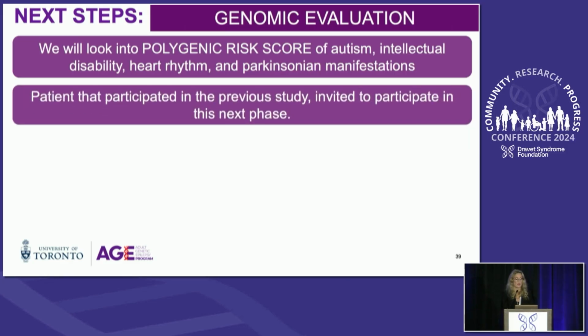And we are starting to look at this, starting in the patients that were part of this study that I just showed you, the 92 patients that were part of that, but we are expanding that. And as I mentioned, for patients with Dravet, we are specifically interested in understanding their polygenic risk score for autism, for intellectual disability, for heart arrhythmias, and Parkinsonian manifestations.